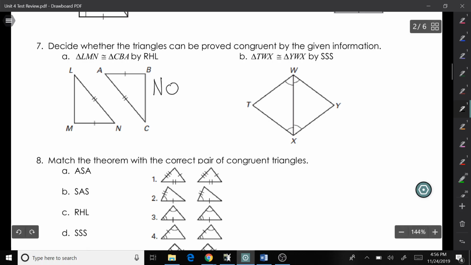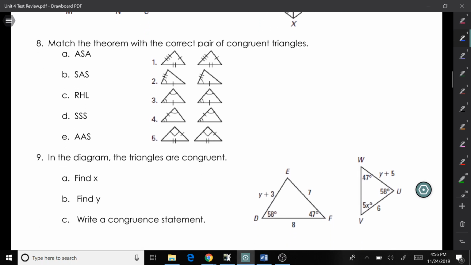Now this one is saying these two triangles by side, side, side. You may be sitting there saying, well, yeah, these two are congruent because we have angle, side, angle. And yes, I agree with you, but the question is saying by side, side, side. So there is no, not enough information.